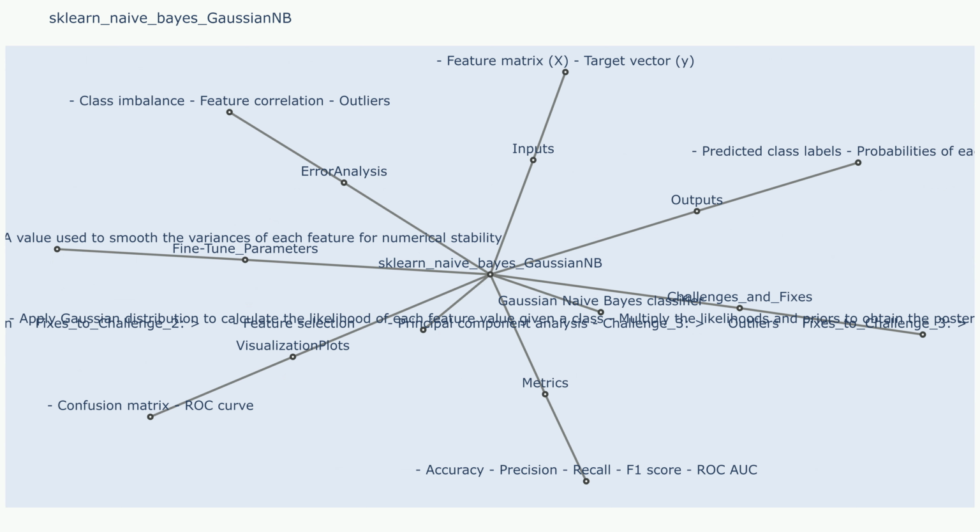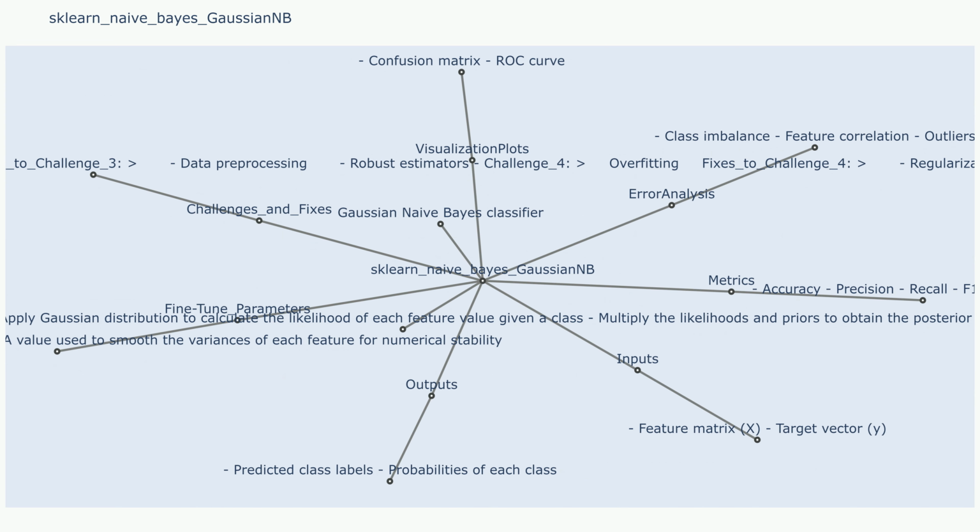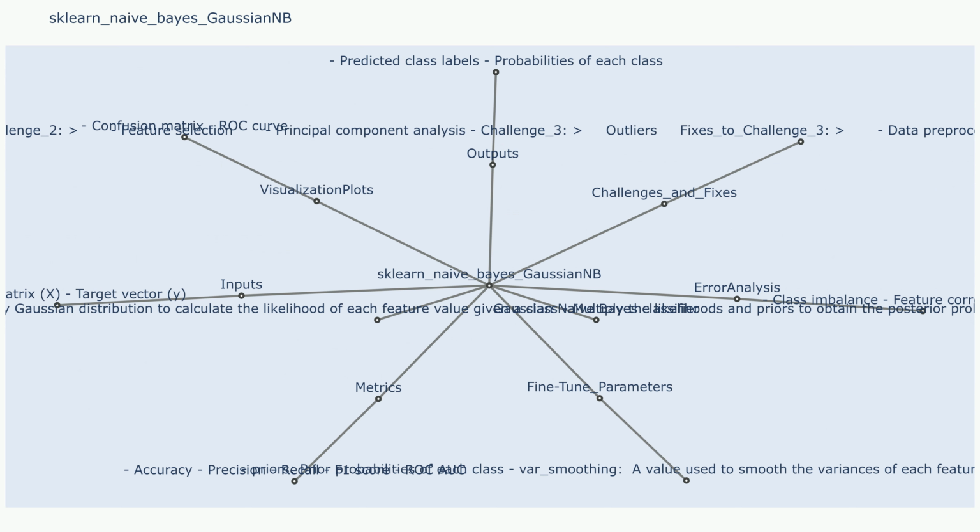Predict_proba(X). This method returns a 2D array of shape n_samples, n_classes, where each row represents a sample and each column represents the probability of that sample belonging to each class. Steps. Training. The model learns the mean and standard deviation of each feature for each class from the training data. This forms a probability distribution for each feature per class.